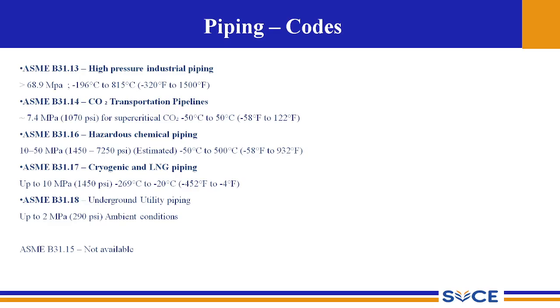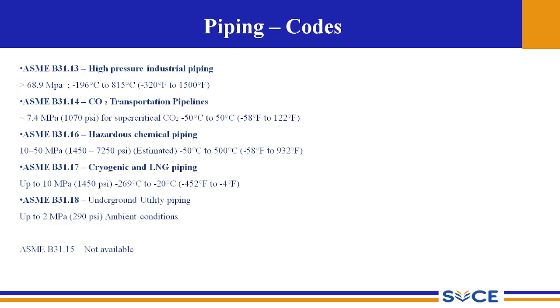So other than this, we have ASME B31.13. It is used for high pressure industrial piping greater than 68.9 megapascals, and the temperature range is minus 196 degrees centigrade to 815 degrees centigrade. Then ASME B31.14, it is exclusively used for carbon dioxide transportation pipelines. Here the pressure range is approximately 7.4 megapascal, and for supercritical carbon dioxide, the temperature range is minus 50 degrees centigrade to 50 degrees centigrade.